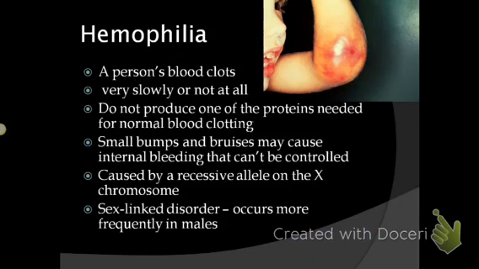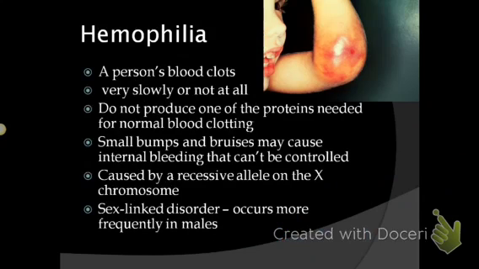There's a problem there. And for people who have hemophilia, it's very dangerous because small bumps and bruises can cause internal bleeding that can't be controlled. So it's very dangerous. Again, it's caused by a recessive allele on the X chromosome. And it's going to occur more frequently in males because it is sex-linked. It's carried on the X.